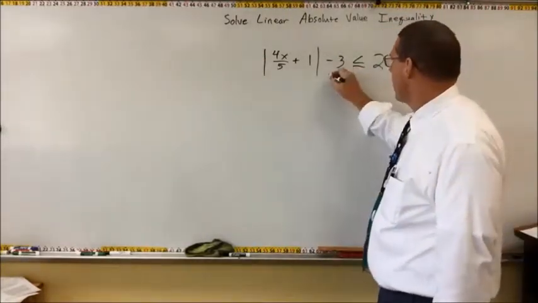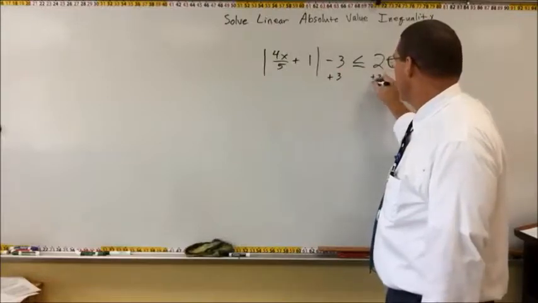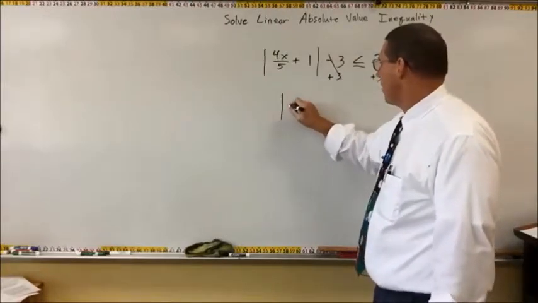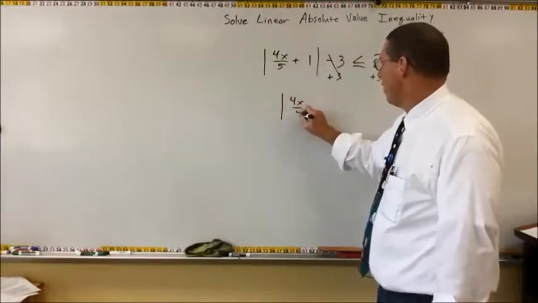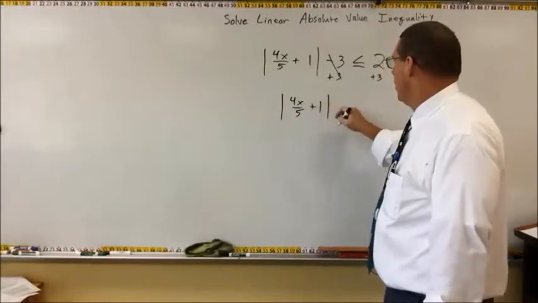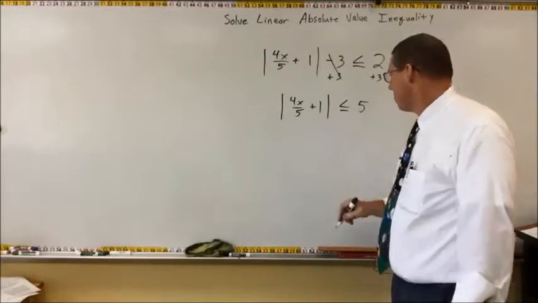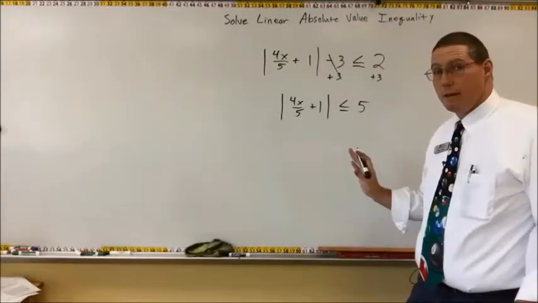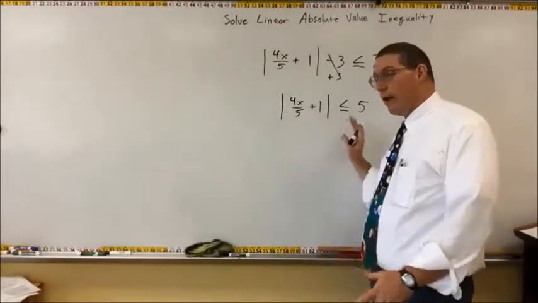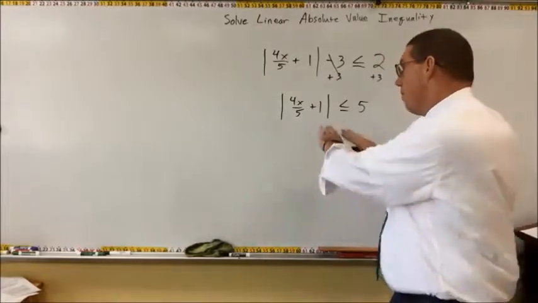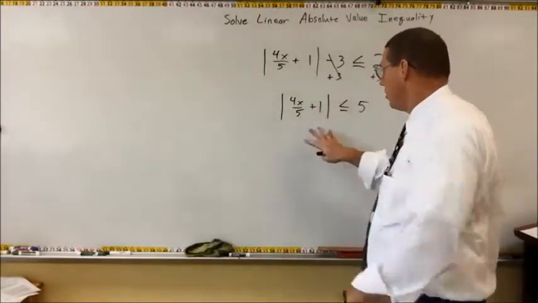So here's what we're going to do. We're going to add 3 here. We're going to add 3 here. That's going to cancel. And now we have the absolute value of 4x over 5 plus 1, less than or equal to 2 plus 3, which is 5, right? All right, now before we mess with anything, we're not going to start multiplying and subtracting and stuff. First, we're going to set up our two separate equations.